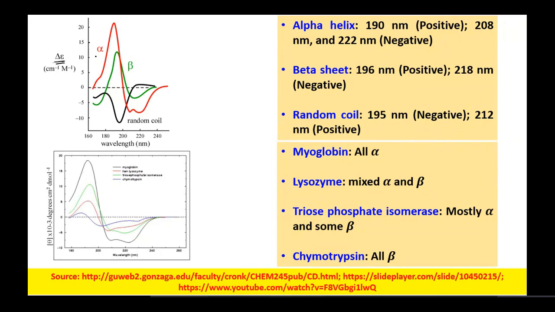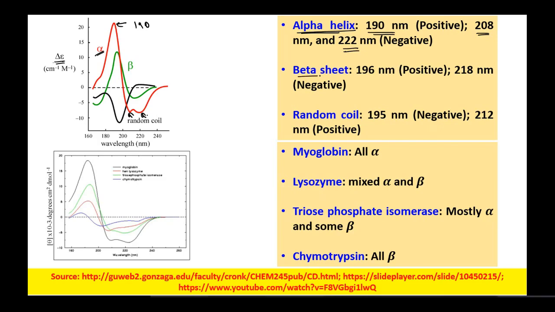will be getting certain curves. So this red curve is for the alpha helix, and in the alpha helix you will have three peaks, one at 190, which is a positive peak, and two peaks at 208 and 222, which are negative peaks. So this peak is at 190, and there will be two peaks at 208 and 222. So this would be the nature of the alpha helix proteins.